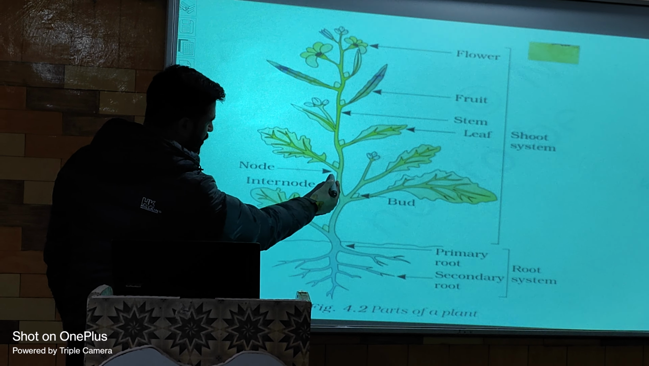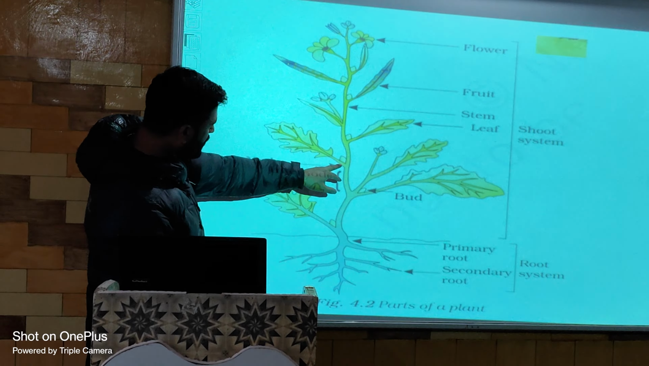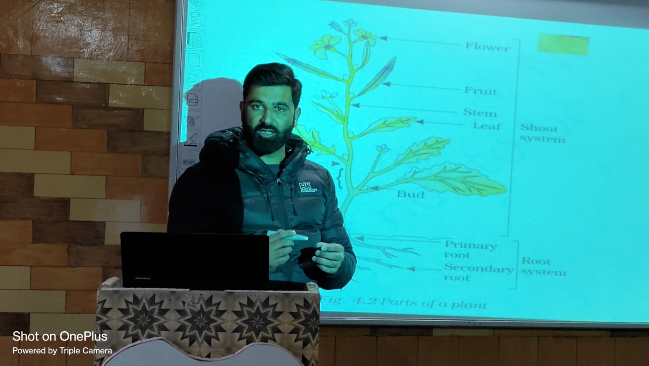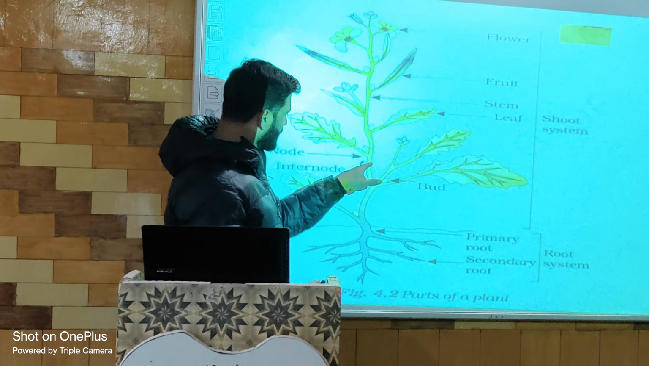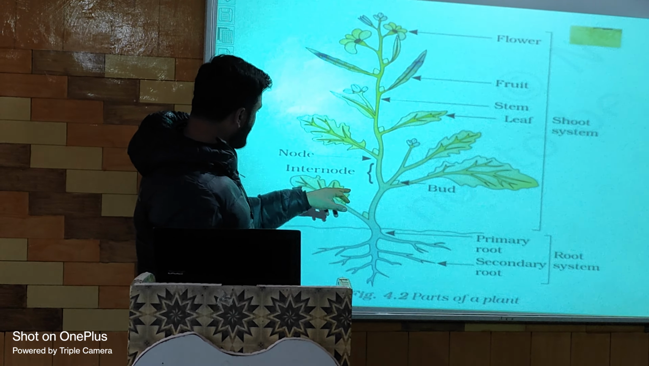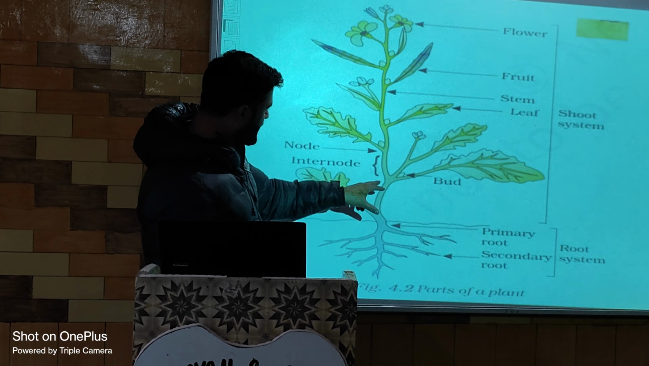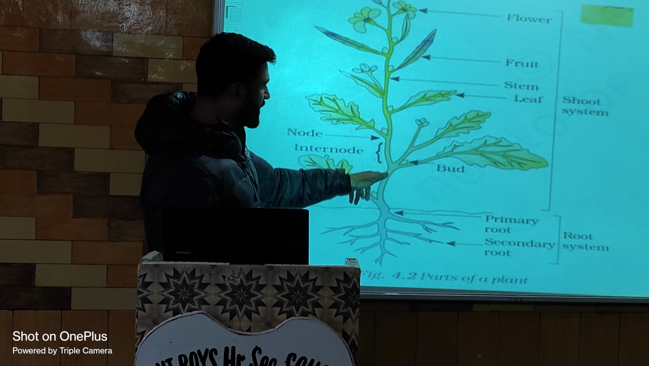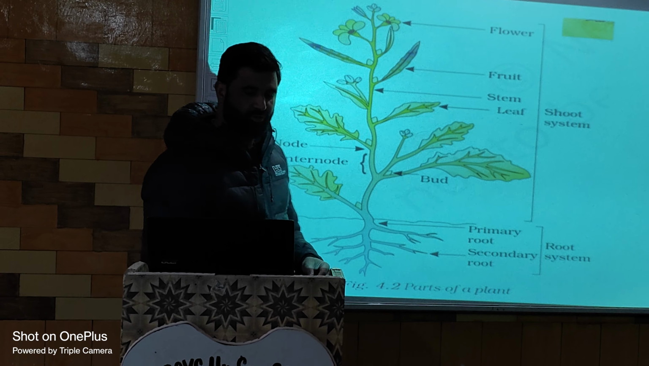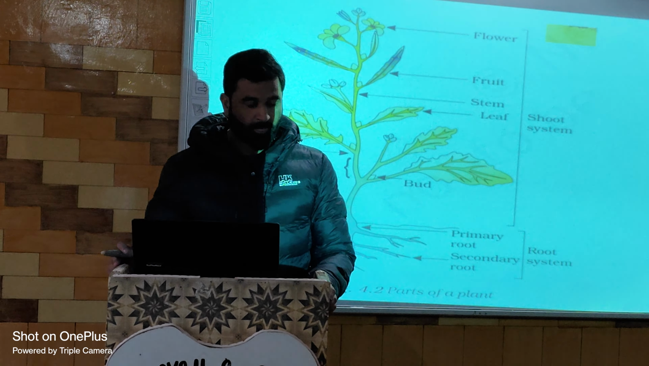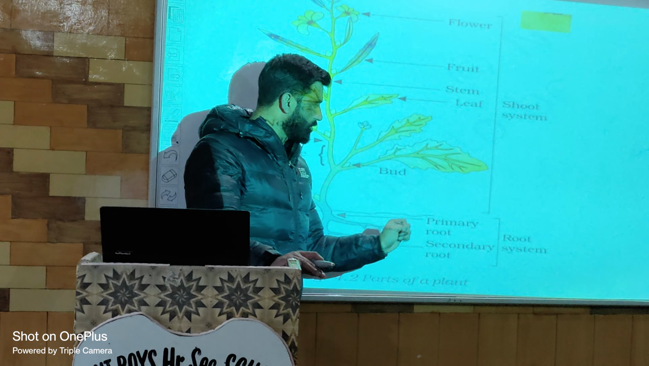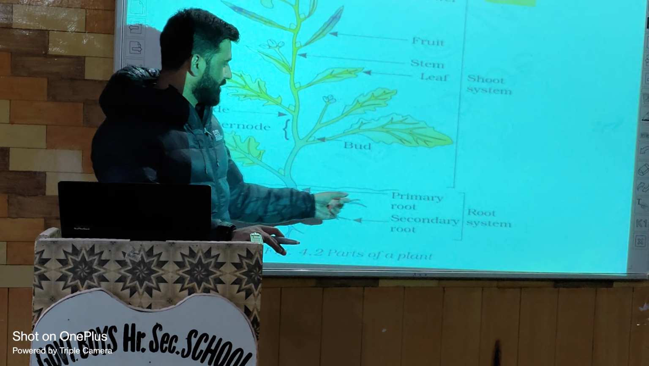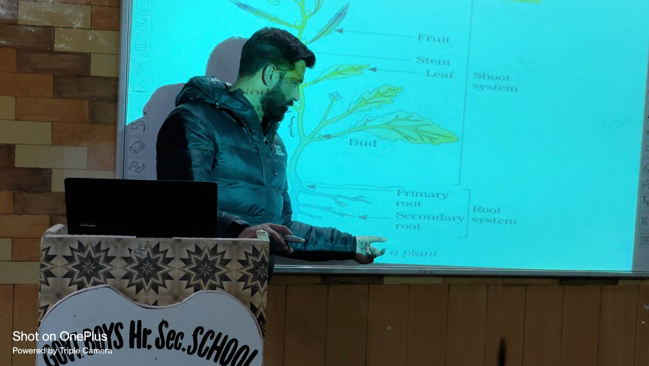And these are the nodes. What is a node? A node is a link between the leaf and the stem. The link between the leaf and the stem is called the node. And there are internodes. The gap between two nodes is called the internode. And in the root system, there are two types of roots, the primary roots and the secondary roots.